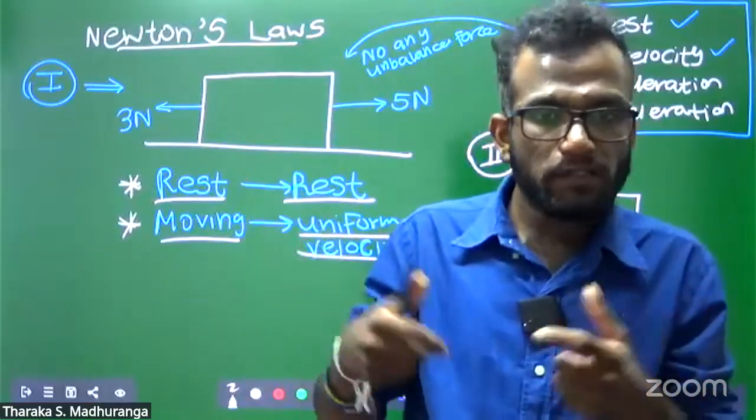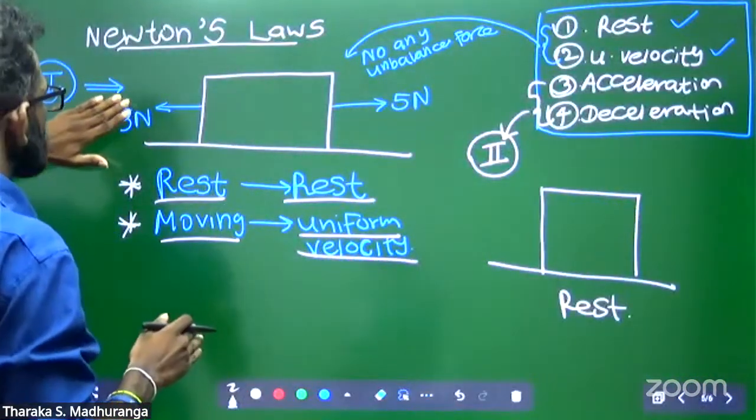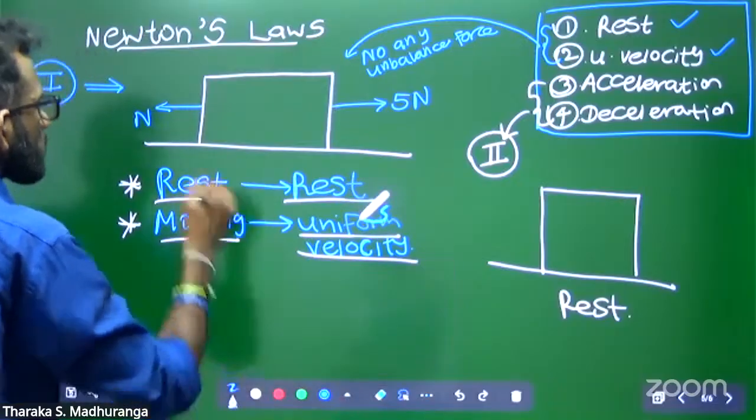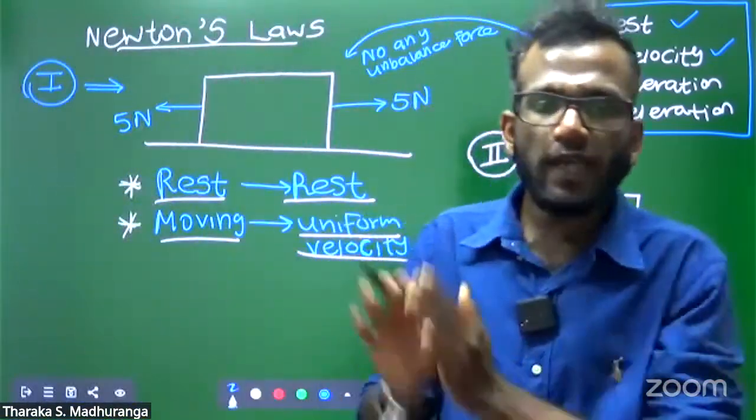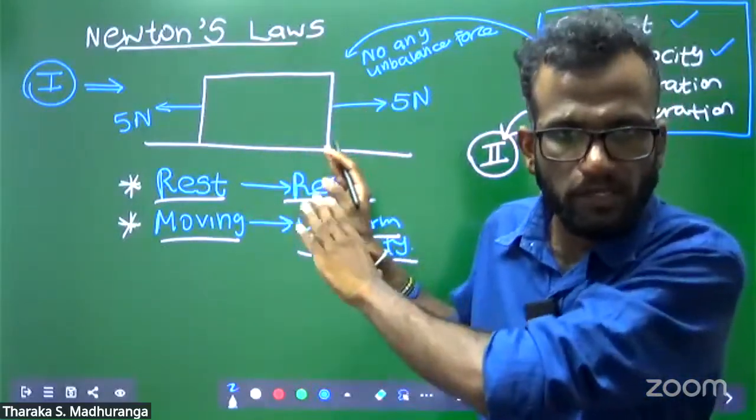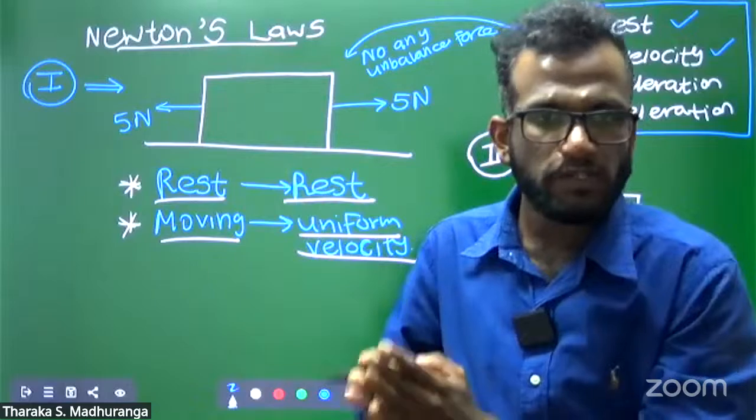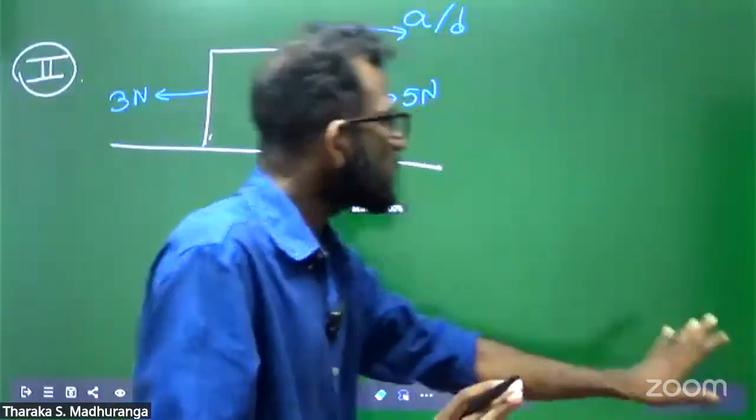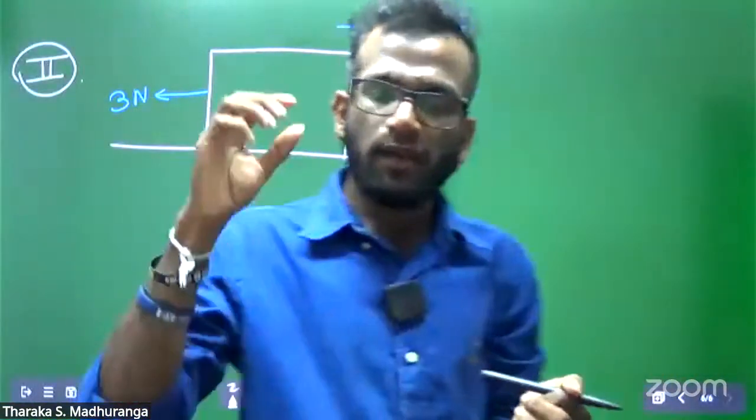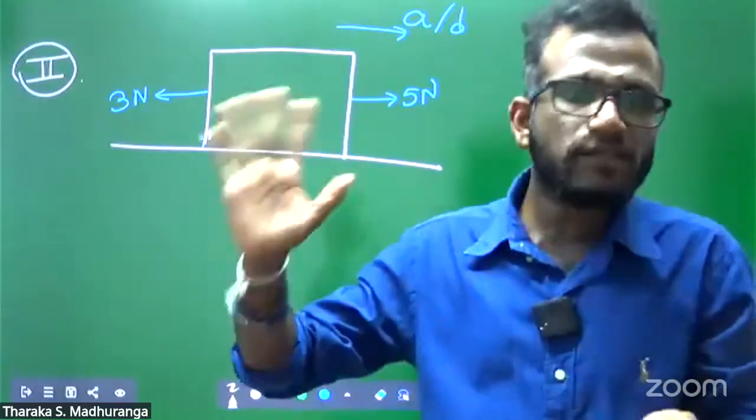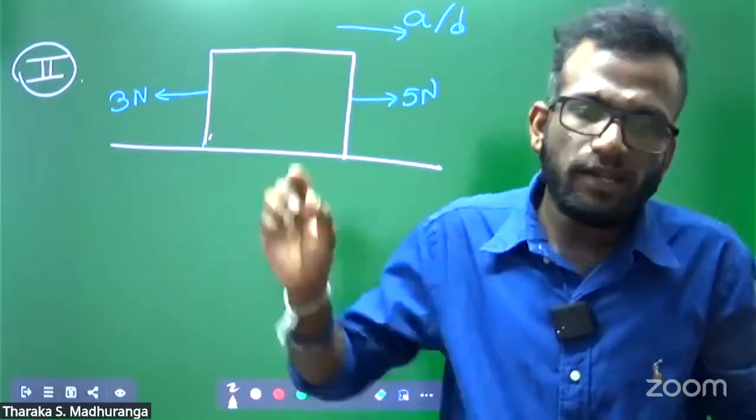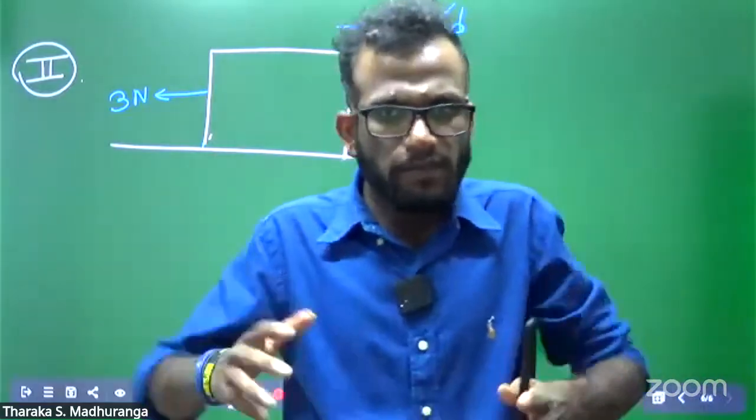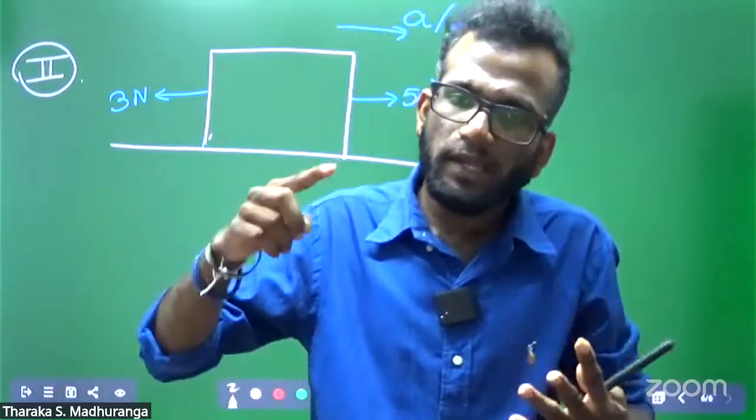If there is no unbalanced force acting on any object, rest objects stay at rest and moving objects keep moving with uniform velocity. That's Newton's first law. What's the second law? Very simply, you can remember: if an unbalanced force is acting on any object, the object is accelerating. Acceleration with a minus value is deceleration. I think you remember this from O-level.